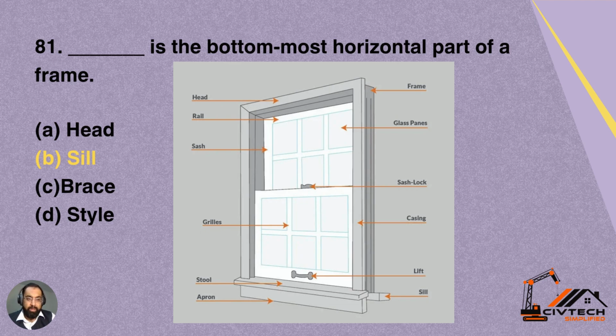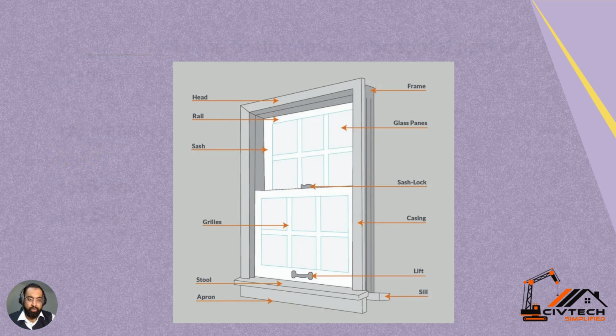Question 81. Dash is the bottommost horizontal part of the frame. We already learned the top horizontal part, which was head, and the bottom horizontal part is called sill. Option A is head, option B is sill, option C is brace, option D is stile. So B is the correct option. You can see sill in the picture as well, which is the bottommost part of the door frame.